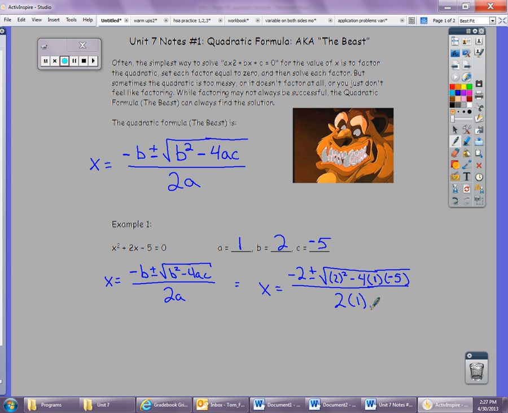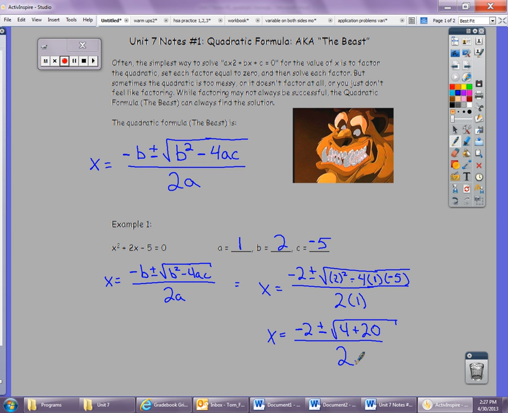Now we can simplify. We're going to simplify everything inside the radical first. So we get x equals negative 2 plus or minus the radical. You can do this all in one step, but we're going to do it in two. We get 2 squared, which is 4, and then negative 4 times 1 times negative 5 gives us a positive 20. So negative 4 times 1 is negative 4, and then negative 4 times negative 5 is positive 20. All divided by 2 times 1, which is 2.